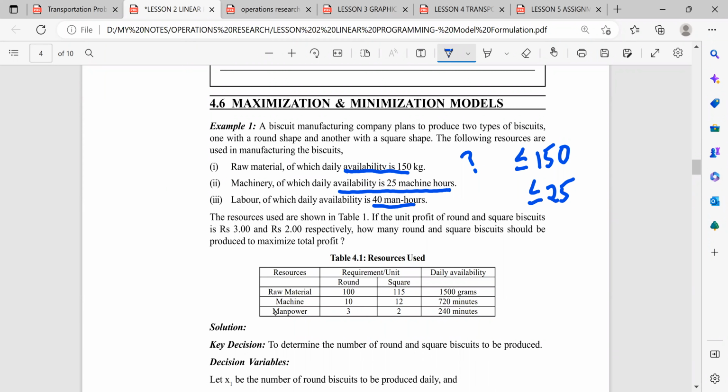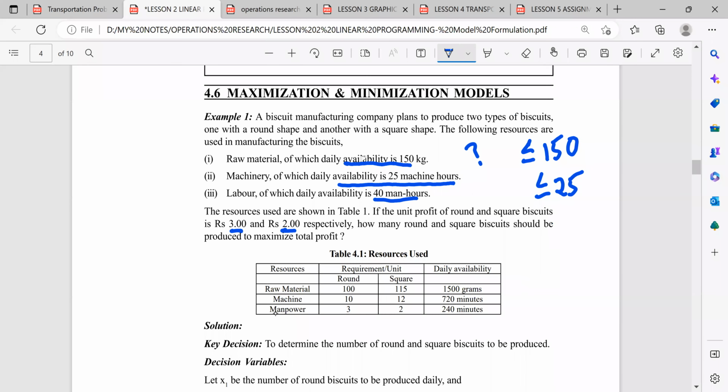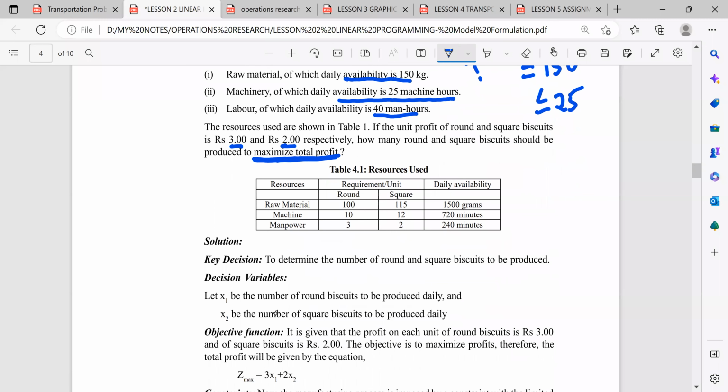And then you are told if the unit profit of round and square biscuit is 3 shillings and 2 shillings respectively, how many round and square biscuits should be produced in order to maximize profit? So this is your objective. Your objective is to maximize profit.